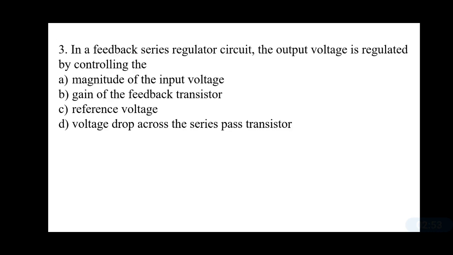Next question. In a feedback series regulator circuit, the output voltage is regulated by controlling the: option A, magnitude of the input voltage; option B, gain of the feedback transistor; option C, reference voltage; and option D, voltage drop across the series pass transistor. In a feedback series regulator circuit, the output voltage is regulated by controlling the voltage drop across the series pass transistor. The option D is correct.